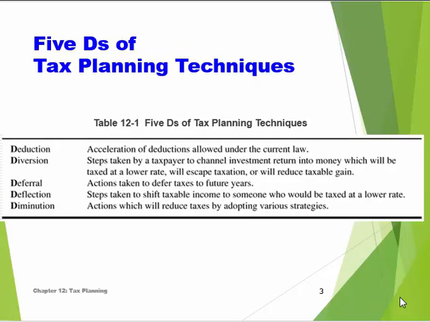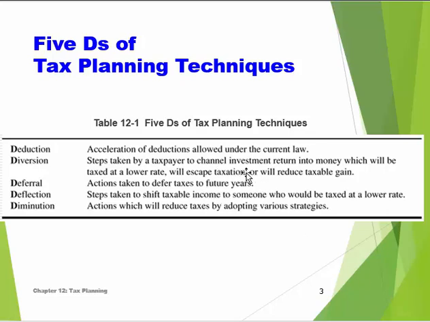There are essentially 5 different strategies to involve. A deduction. Here's where we want to accelerate deductions allowed under the current laws. So move deductions that maybe you could take next year or the year after and move them into the current year. Some of these deductions are actually taken at the very end of the year. So you want to sneak them in before the end of the tax season.